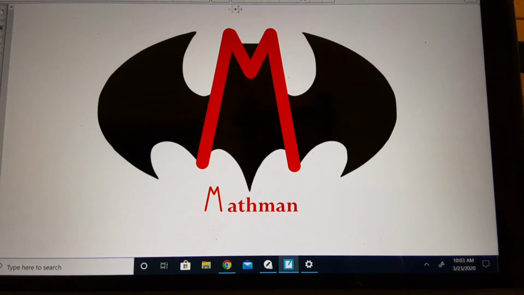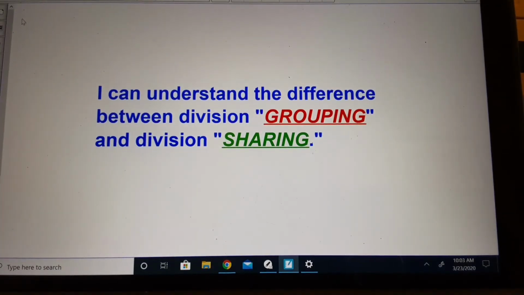Let's jump in. Today, when we're done with this lesson, we hope that everyone can understand the difference between division grouping and division sharing. Let's just take 30 seconds to remember the difference between these two terms. Division grouping is a situation in which you know what the size of each group will be, but you don't know how many groups you can create. In sharing division, you know how many groups there are, but not how many will go in each group.